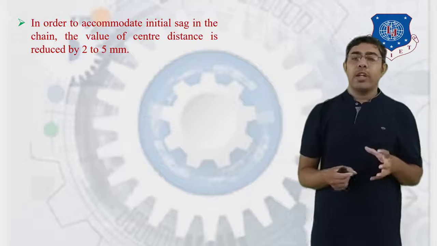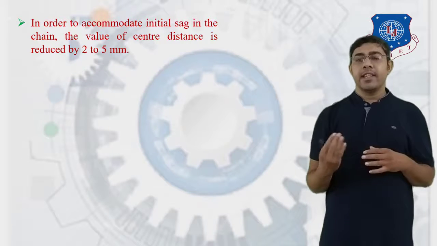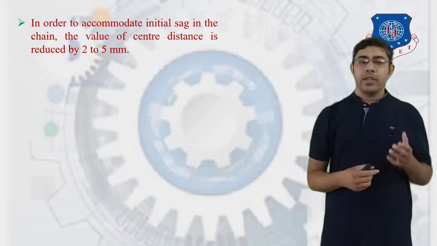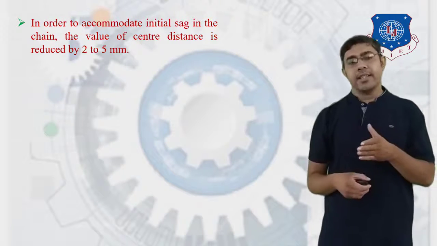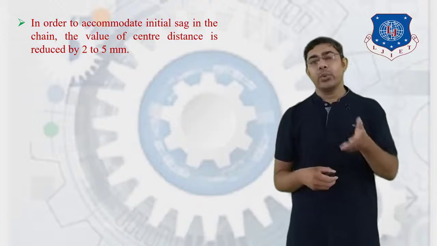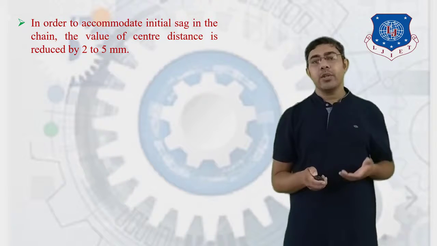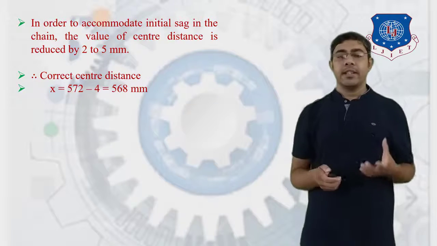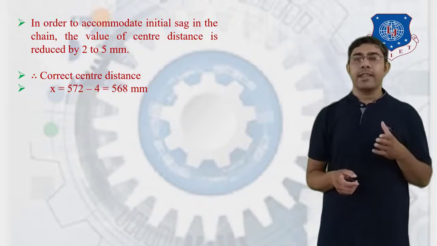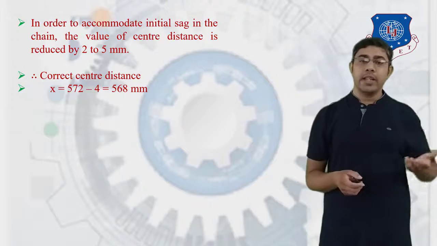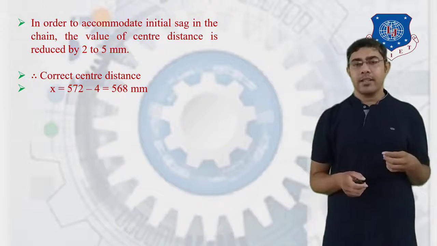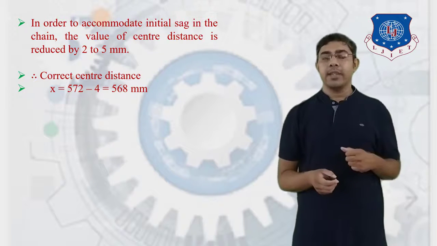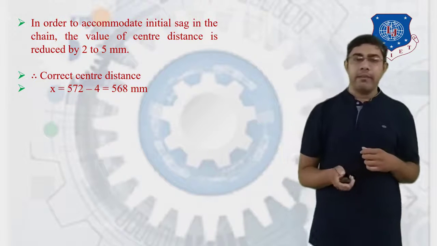Now, in order to accommodate the initial slack in the chain, the value of center distance is reduced by 2 to 5 mm. Here we reduce by 4 mm. So the correct center distance x is equal to 572, which we calculated in the previous slide, and we reduce by 4 mm. So x is equal to 568 mm.